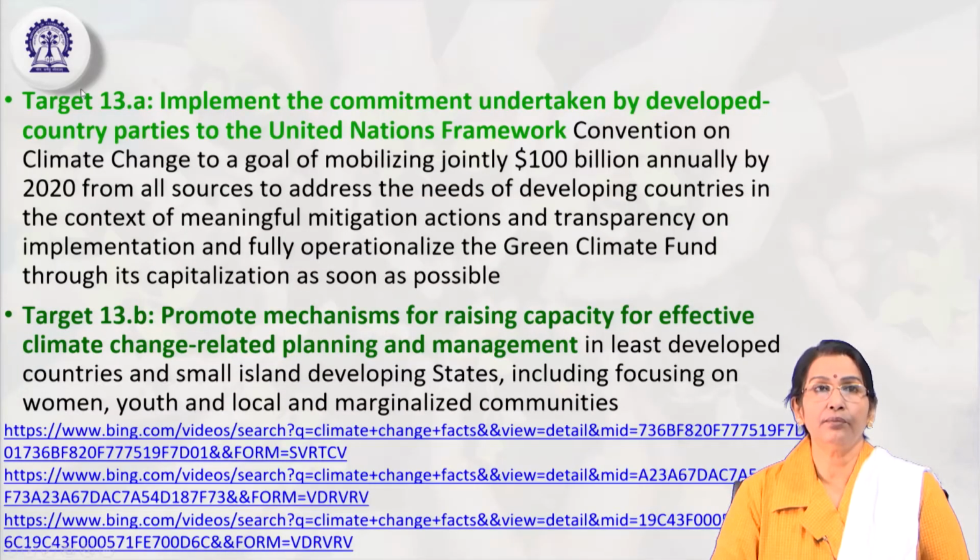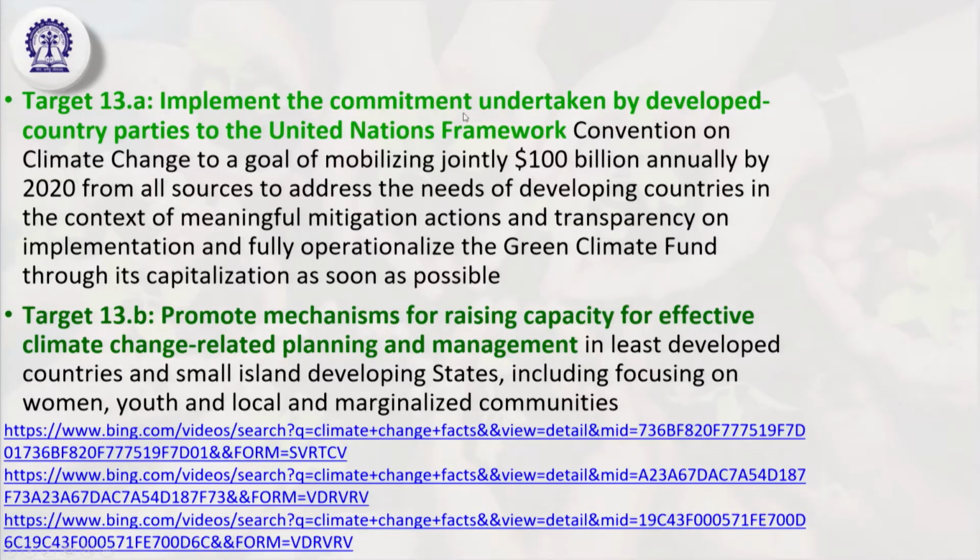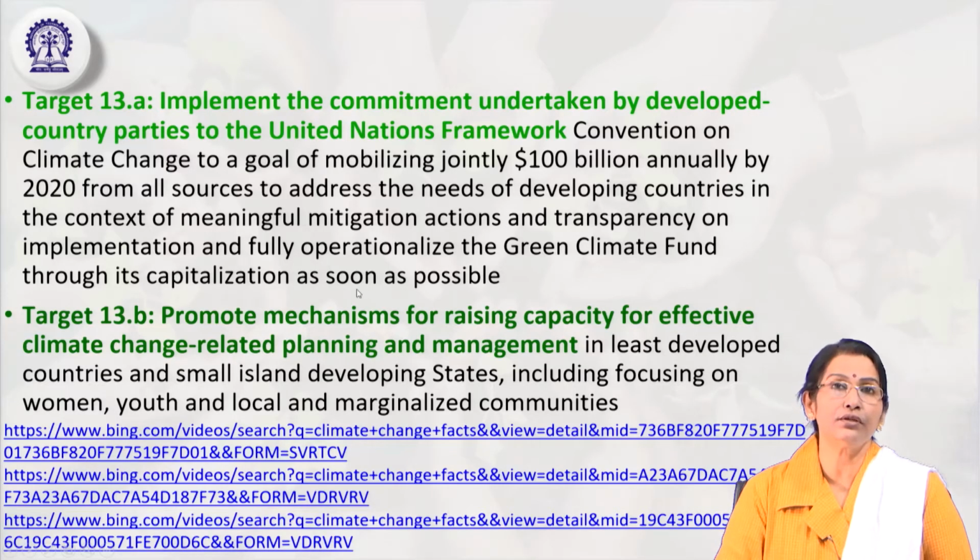Target 13.A also says to implement the commitment undertaken by the developed countries to the United Nations framework. There are some conventions on how to mobilize the funds, how to monitor and mitigate the actions, and how to bring transparency in implementation and monitoring.